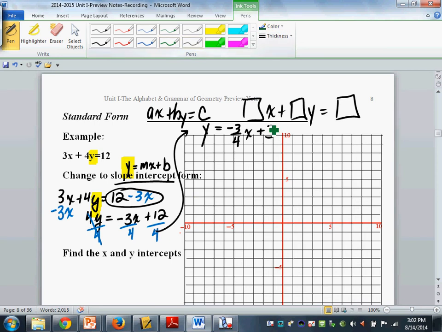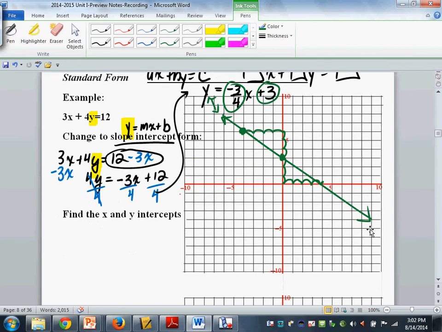Now we're going to graph that. So we're going to start at positive 3 on the y-axis. And then my line's going to go downward from left to right because it's negative. So I go down 3 and over 4 this way, or I could go up 3 and over 4 this way. Either way, there's my line. That's called changing to slope-intercept form. You get y by itself.